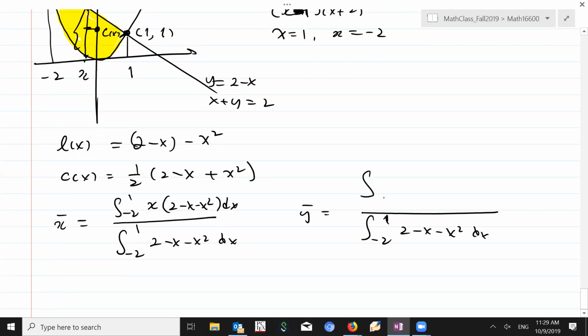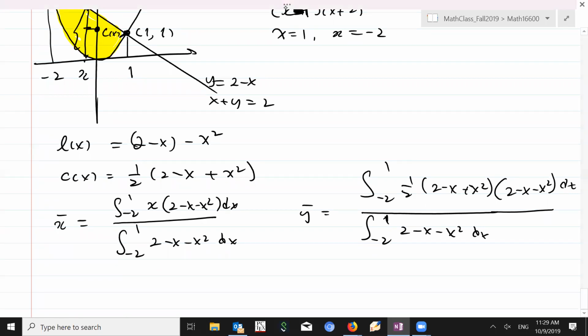The numerator, I think, is cx times ln x, so half of 2 minus x plus x squared, and 2 minus x squared dx. Okay. So if you have time, you can evaluate this integral. No problem, they're all polynomials. But the important part is how do you set up an integral again?